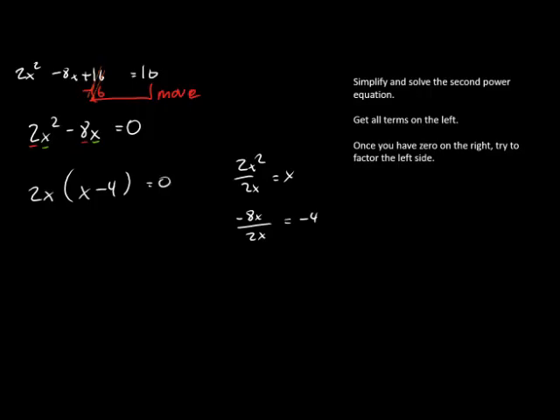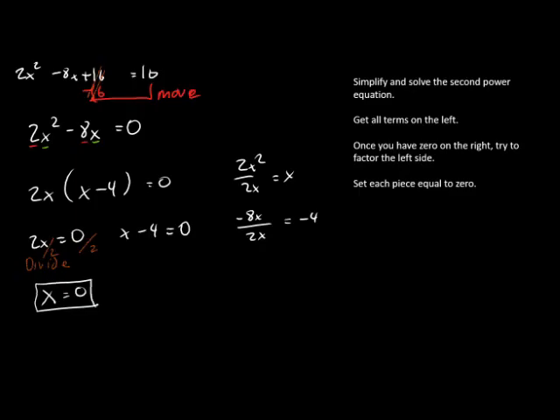Now that we've factored the left side, we can now set each piece equal to 0. We now have 2x equals 0 and x minus 4 equals 0. When you have a number multiplied by x, you can divide. We'll take 2x divided by 2 and 0 divided by 2. 2x divided by 2 just gives x, and 0 divided by 2 will give 0. Therefore, we know one of our x's is 0. For our other x, we'll have x minus 4 equals 0, and this will give us x equals positive 4 if we move the negative 4 over. These are our two x solutions.